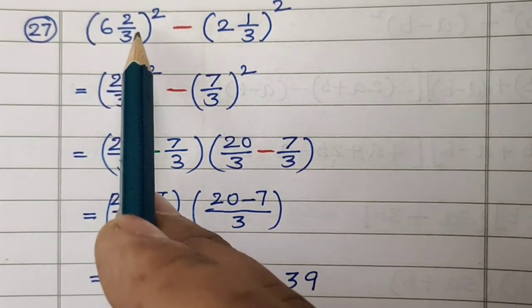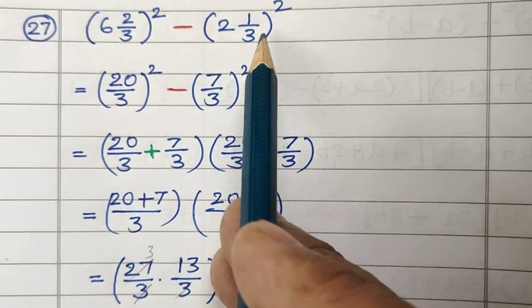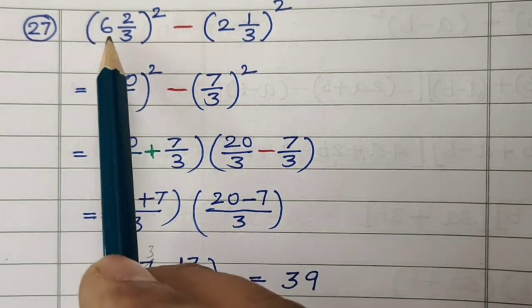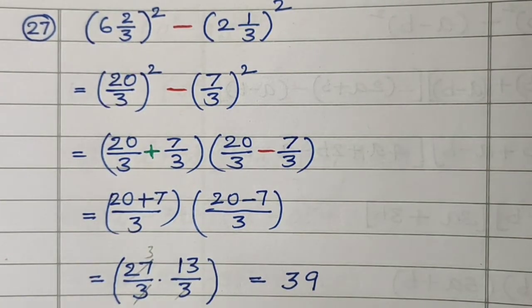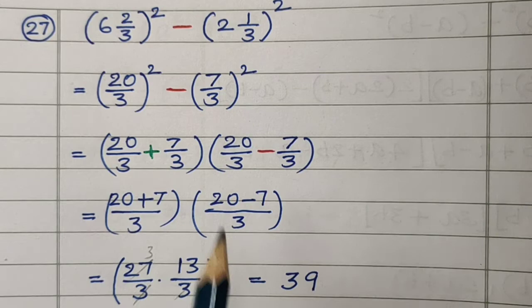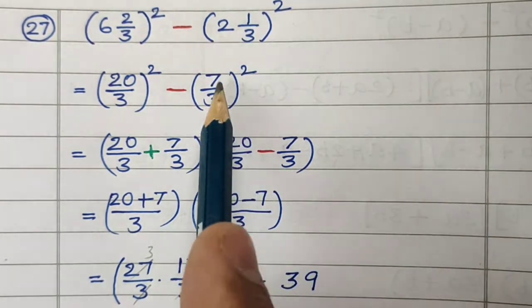Factorize (6 2/3)² − (2 1/3)². Convert this into improper fractions. 3 into 6, 18 plus 2 is 20 divided by 3. 2 into 3 is 6 plus 1, 7 by 3.